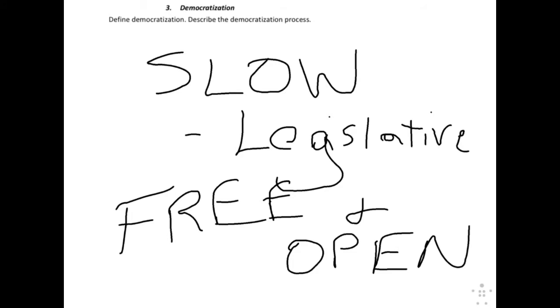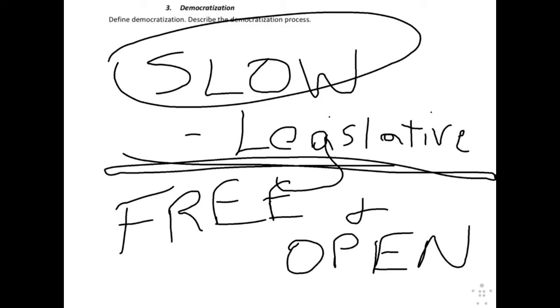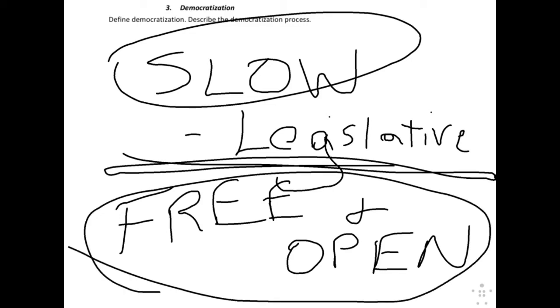Again, going back, the democratization process is slow. Generally, you have a legislative body that's set up before the president or prime minister comes into control, and this new democracy must ensure that the elections are free and open.